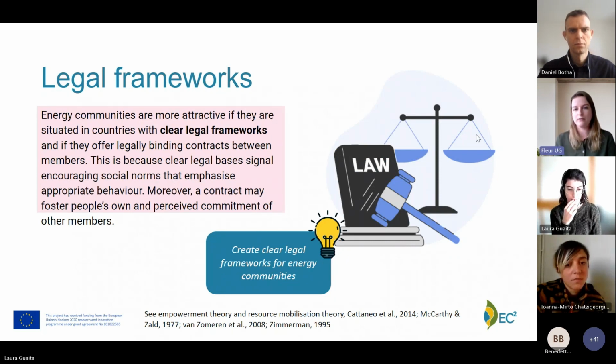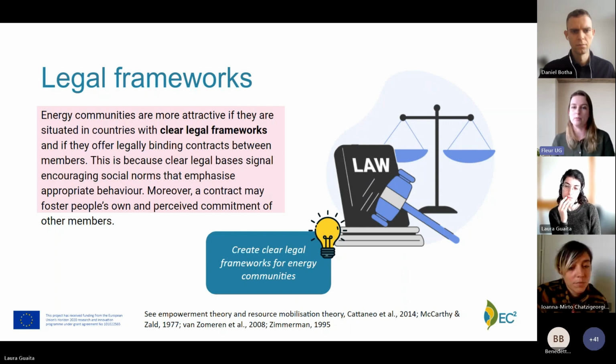Also, the legal frameworks we found to be important. Energy communities overall were seen as more attractive if they were situated in countries or local areas with clear legal frameworks, and also when there were clear binding contracts within the energy communities between members. In much more developed energy communities, this might be logical, but we also took more informal energy communities into account. But it seems that people do prefer that there is some kind of legal ground in the energy community.